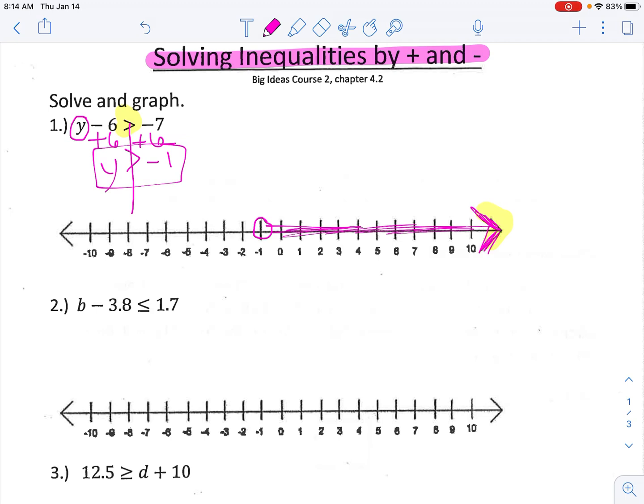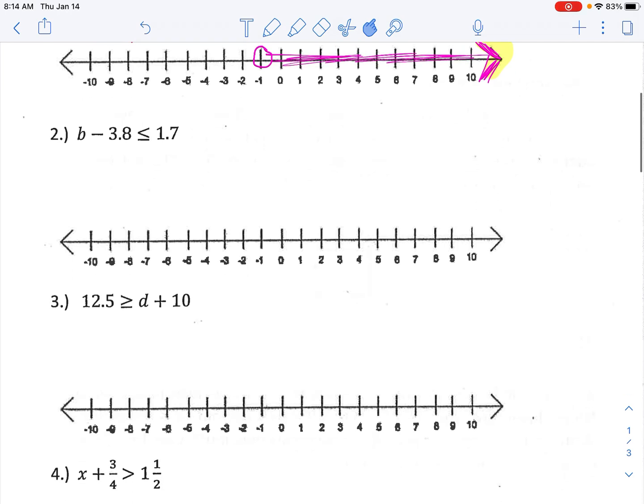Now we have to decide if it's going to be an open or closed circle. This one is going to stay open, because notice that y has to be greater than negative 1, and negative 1 is not greater than negative 1. The very first value that could make that true would be 0. So negative 1 is going to be open because it is not a solution for y.